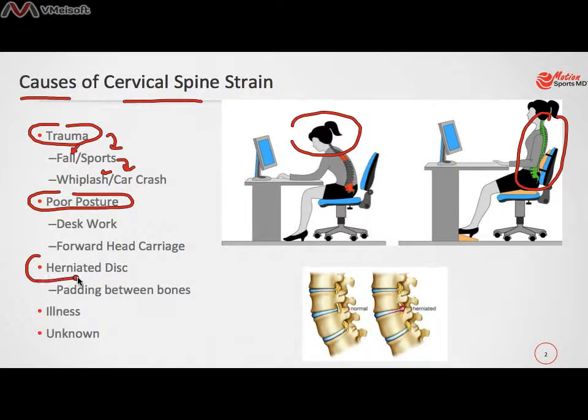The other thing that can cause it is a herniated disc. There are these little padded areas between each vertebrae, and sometimes that can push out and compress a nerve, and that can cause pain and some nerve symptoms, as we'll mention in a little bit. Illness is also a cause of cervical spine strain, and sometimes we just don't know what it is.